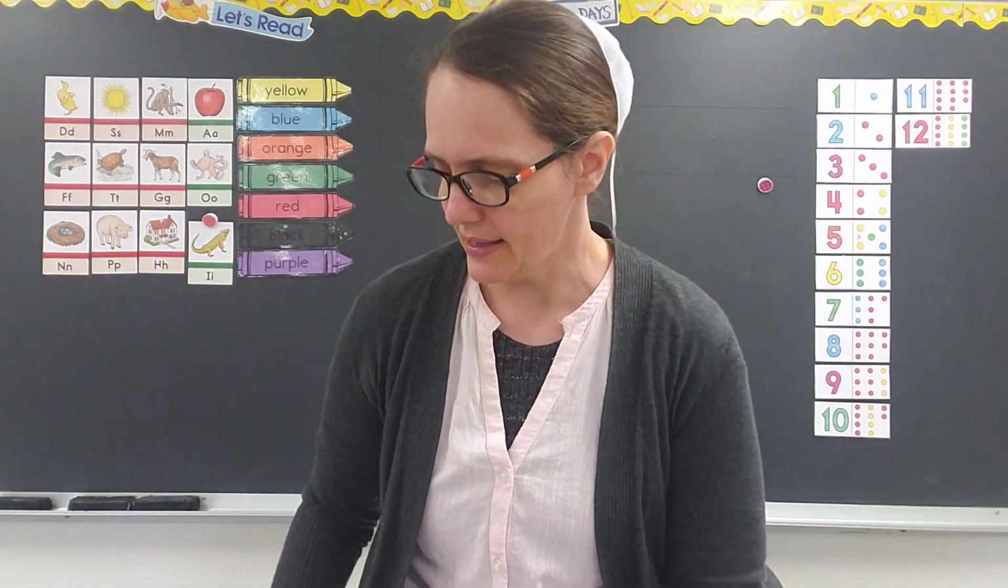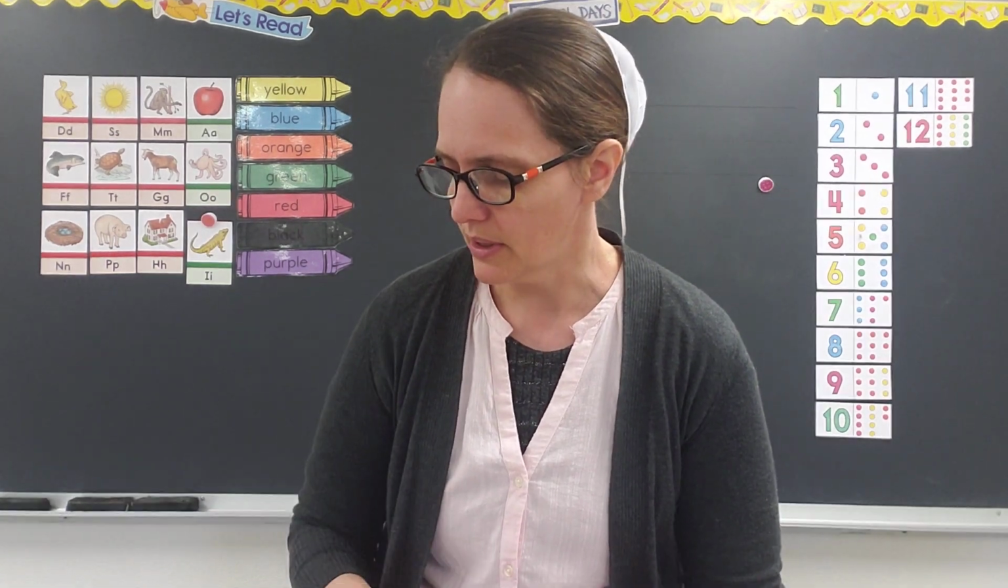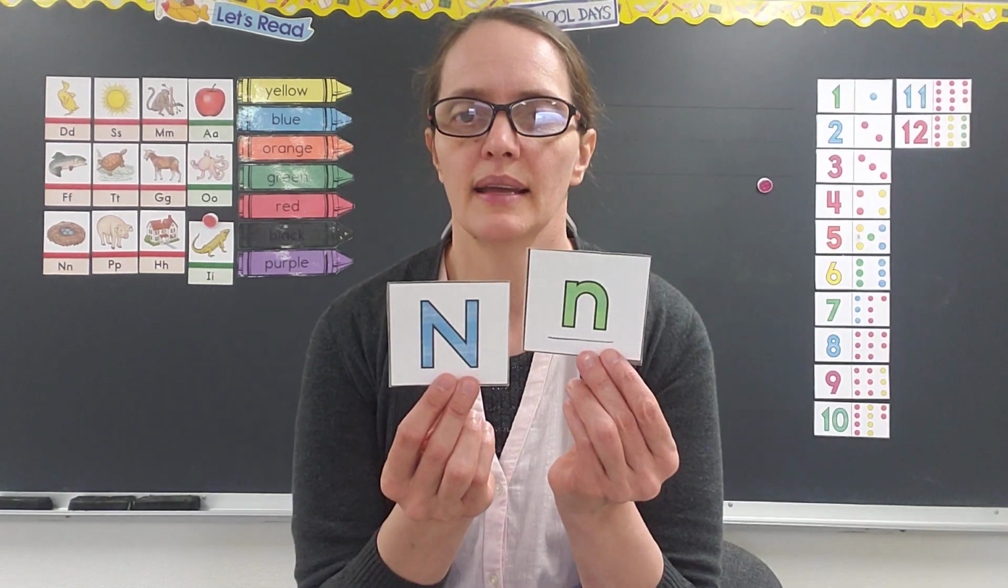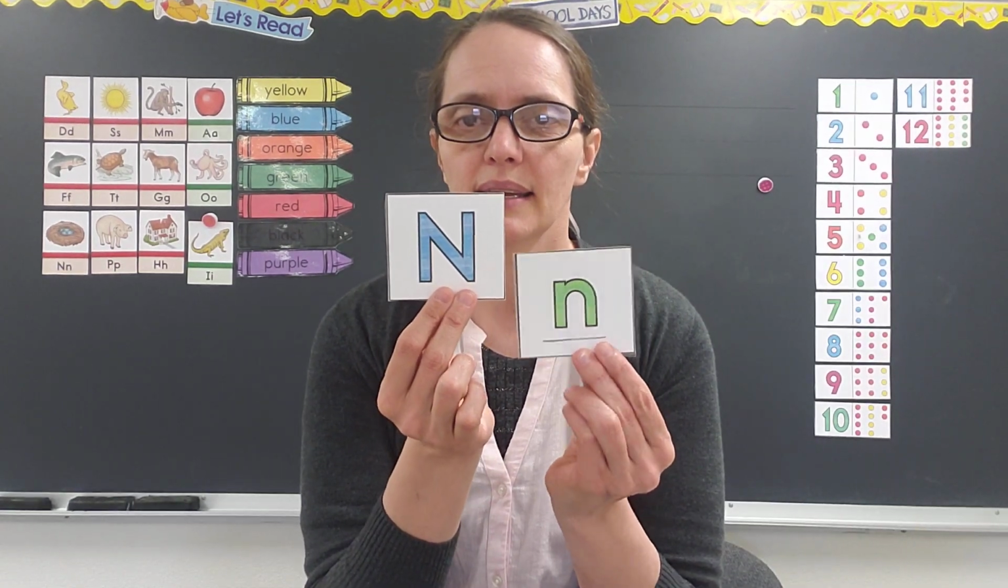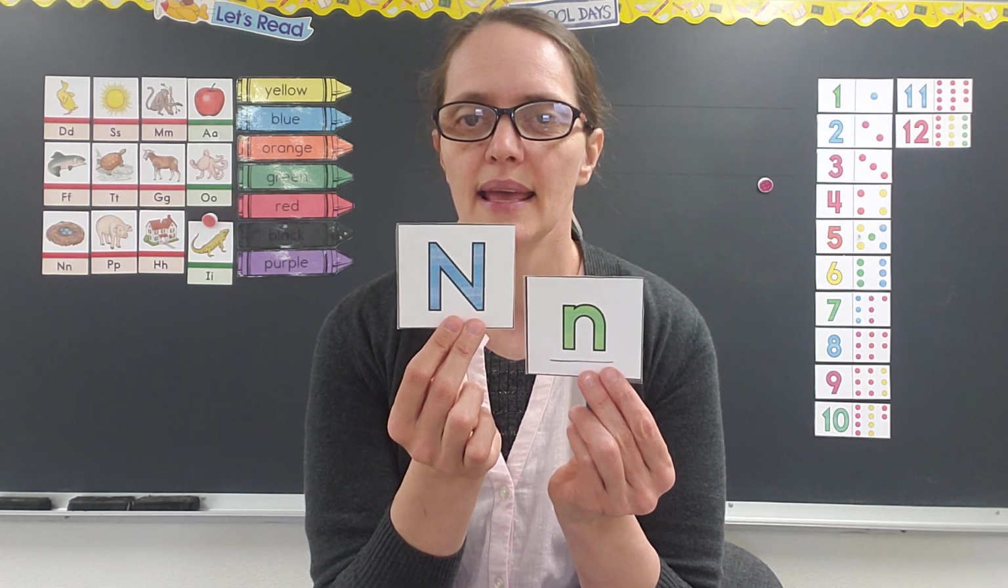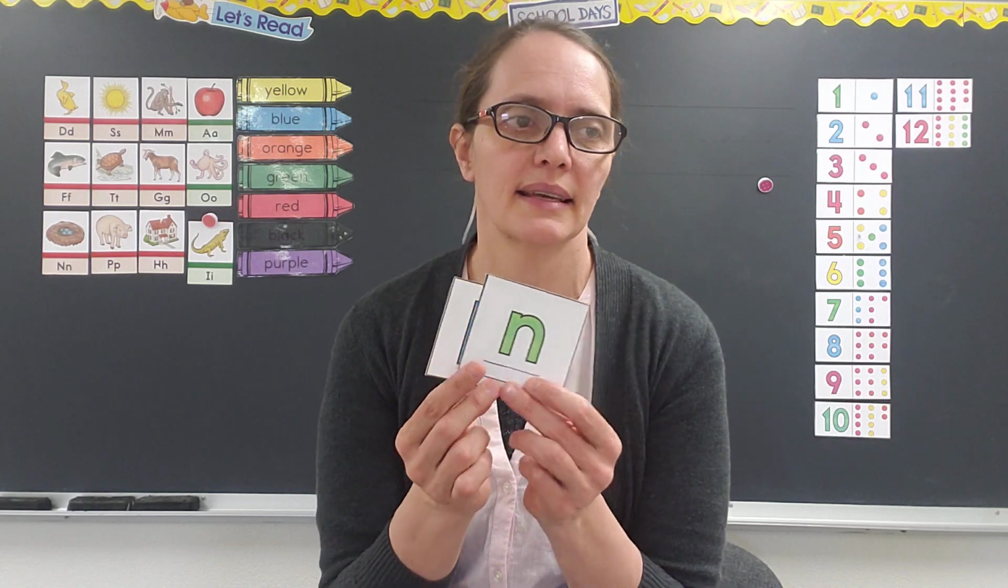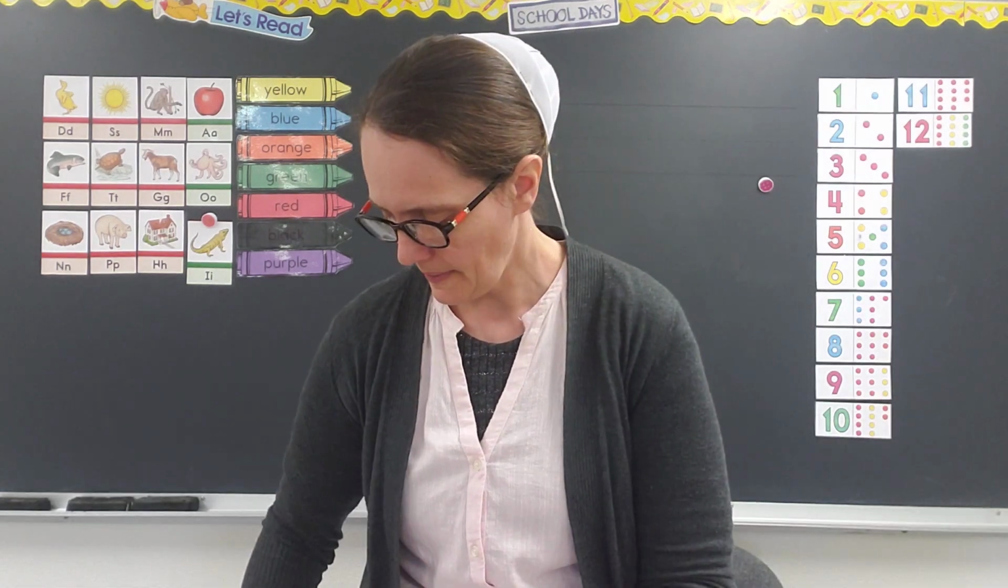Next one, G says G. G says G. Uppercase, lowercase. G says G as in goat. Here comes another vowel, easy vowel. O says ah. N, uppercase N, lowercase n. N says N as in nest. Nest.